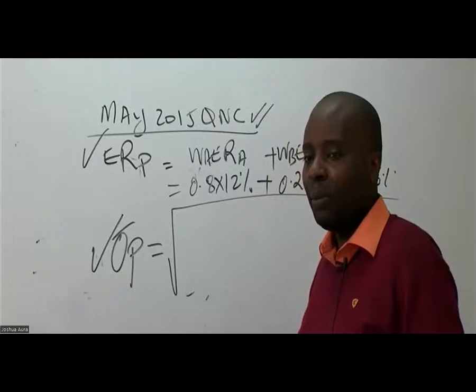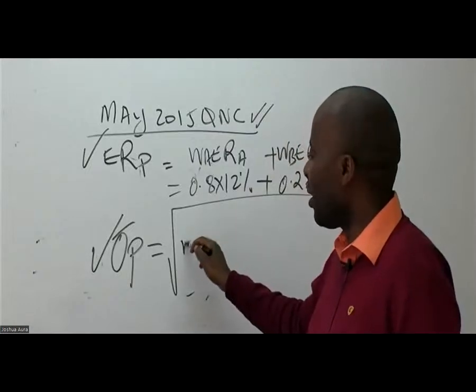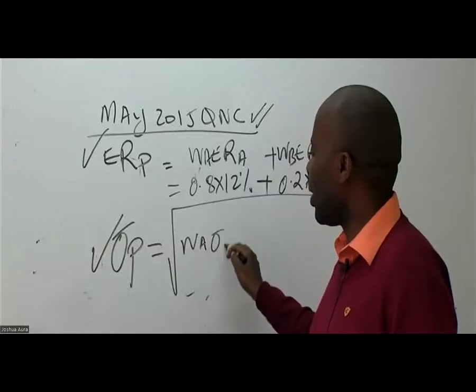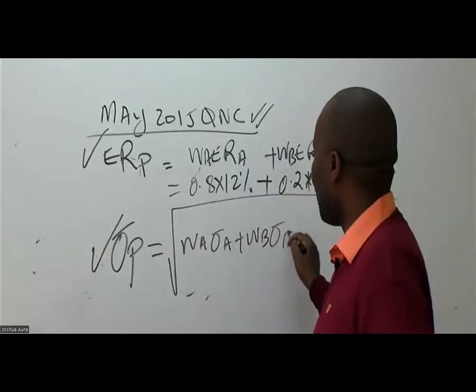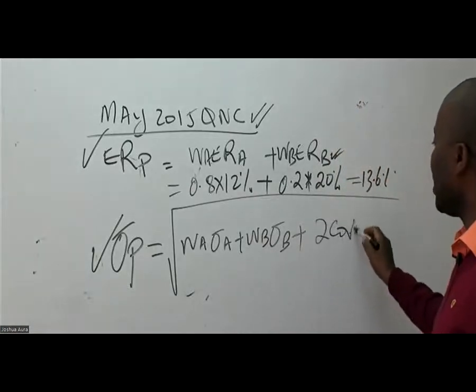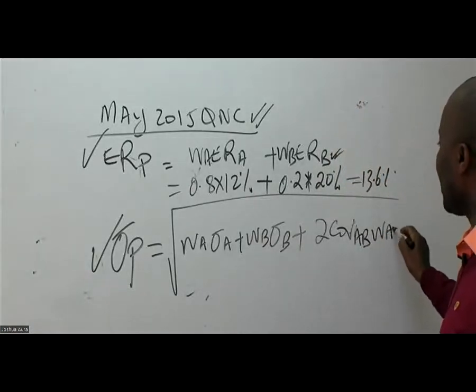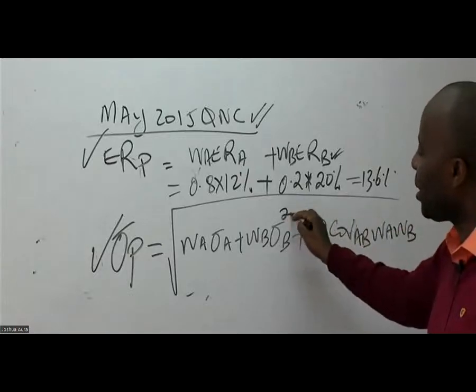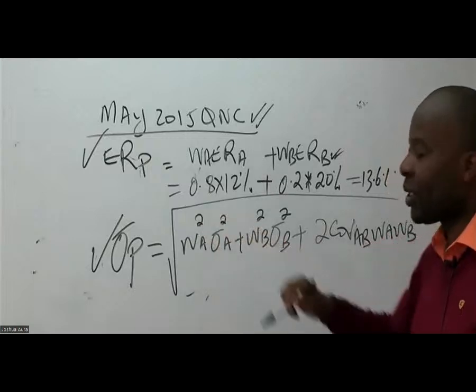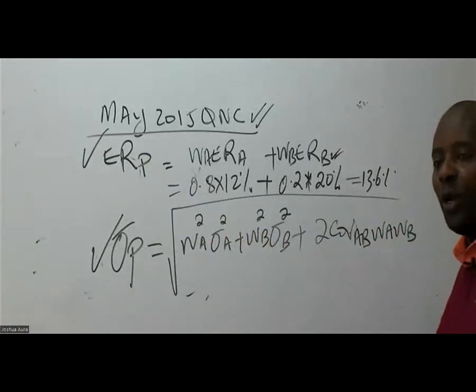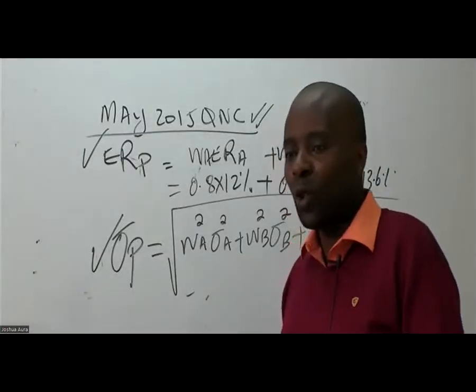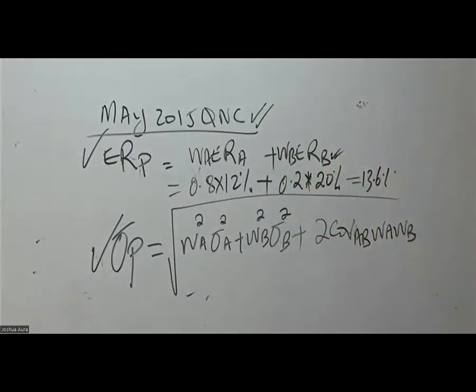The big square root. All right. So we have here weight A, standard deviation A, plus weight B, standard deviation B, plus twice the covariance of AB. And then we have the weights. But again, remember that these two must always be squared. Yes, long formula, yes. Have we been able to write down this formula of standard deviation of the portfolio?